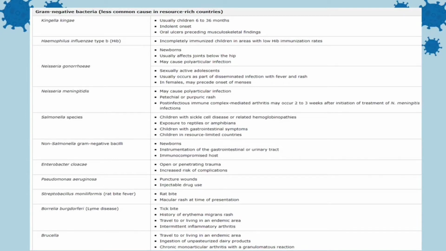Neisseria gonorrhoeae affects newborns, usually affects joints below the hip, may cause polyarticular infection. And for those sexually active adolescents infected by Neisseria gonorrhoeae, it usually occurs as part of disseminated infection with fever and rash. In females, may precede onset of menses. Neisseria meningitidis may cause polyarticular infection.